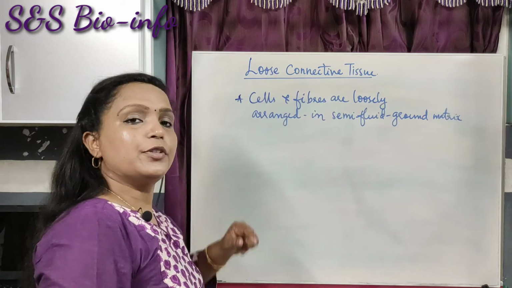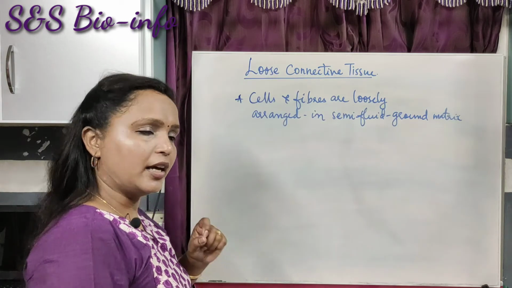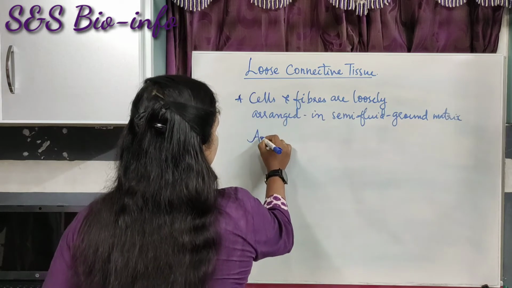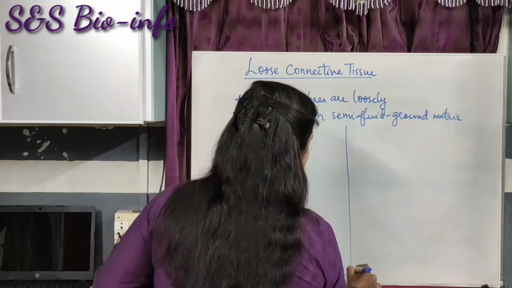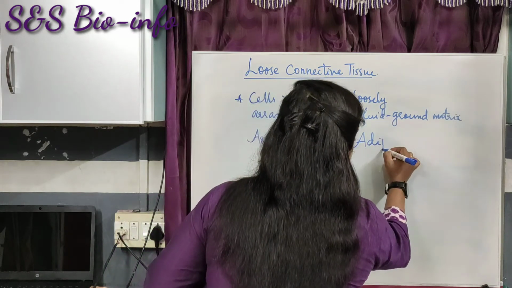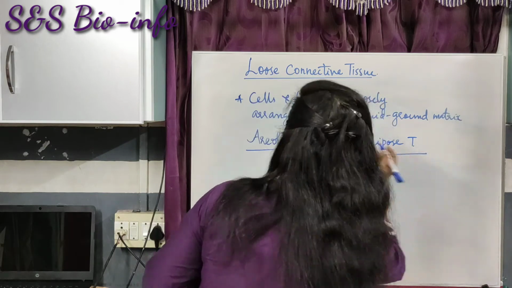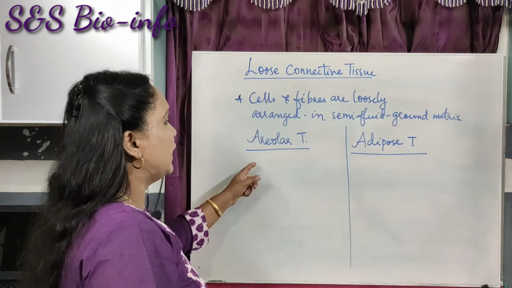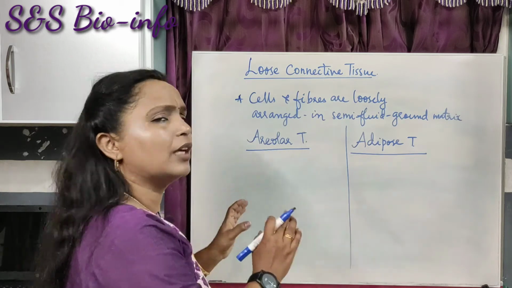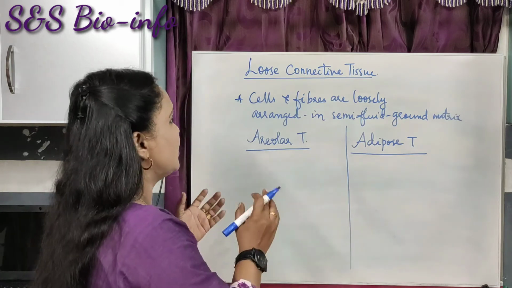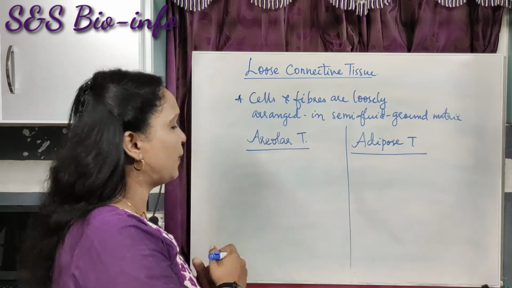The loose connective tissue is of two types. Those are areolar tissue and adipose tissue. Now let's study the differences between areolar tissue and adipose tissue. The similarity, both are loose connective tissue. They consist of cells and fibers which are loosely arranged in the semi-fluid ground matrix.